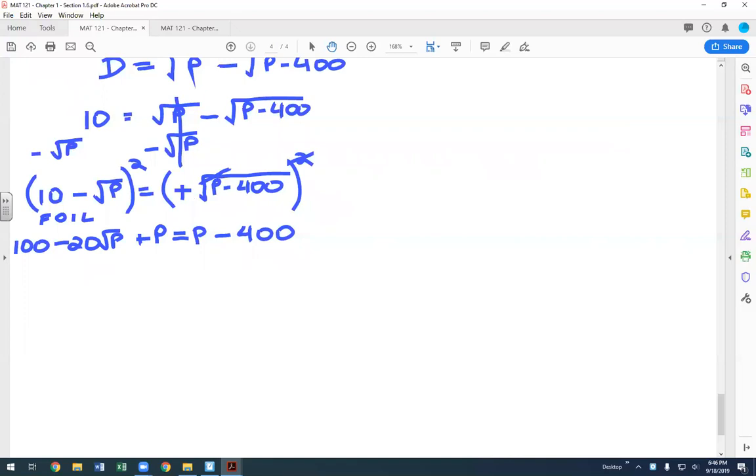I will let you do the FOIL because I showed it to you last time. You can do that on the side if you want to. But once we get to this stage, we of course want to again set it equal to 0. And to do that, we'll add 400 to both sides, which will give me 500 minus 20 square root of p plus p. And we still have that single p on the right hand side.